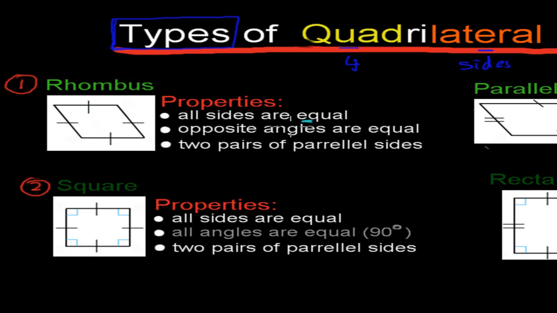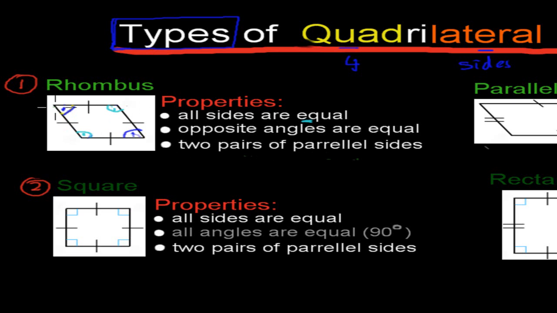Now it also means that the opposite angles are going to be equal. So for example, if we have this angle right here, the one opposite of it is going to be equal. So these 2 angles are going to be equal. And this angle right there, I'll draw in a different color, the opposite angle is also going to be equal. So we've got 2 pairs of opposite angles being equal. That's also important. And the last one is that we've got 2 pairs of parallel sides.